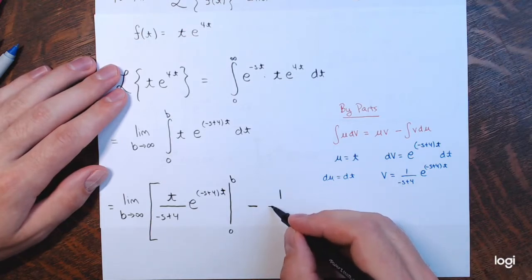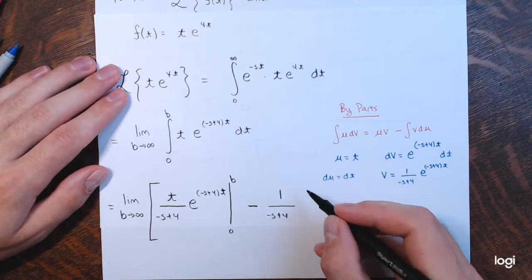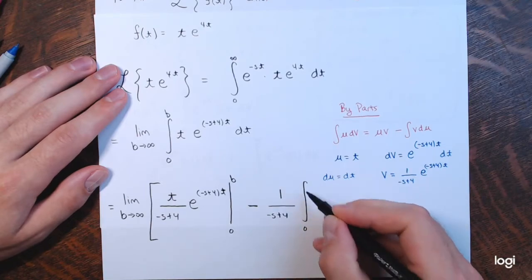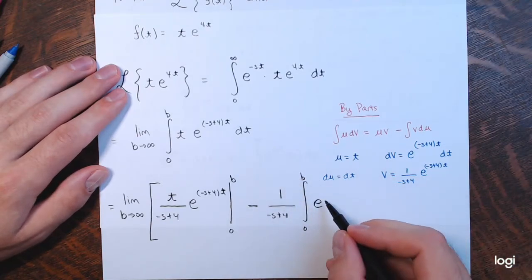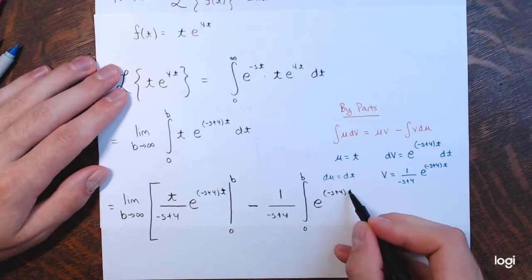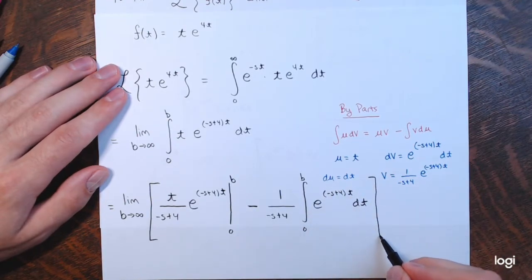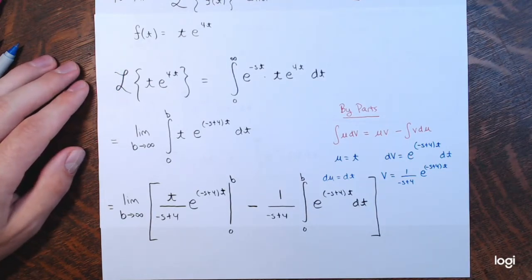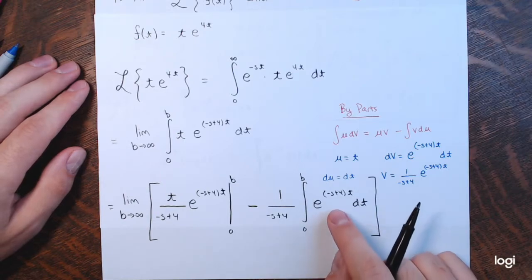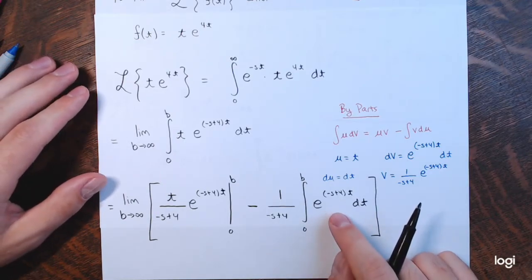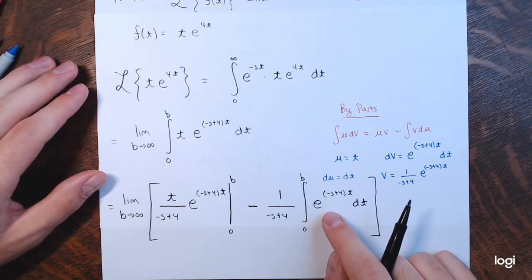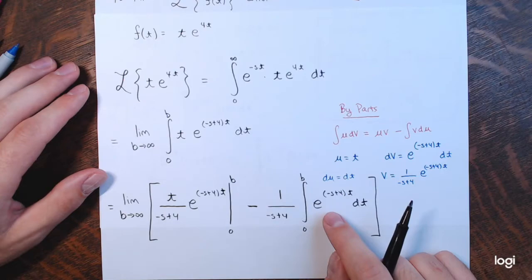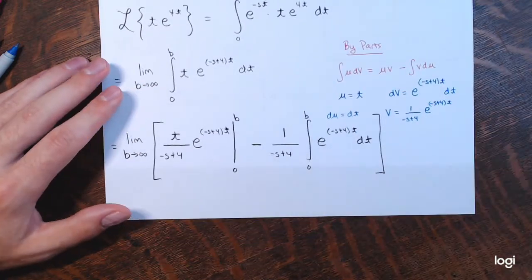I could pull the constant out, 1 over negative s plus 4, and then we're doing the integral from 0 to b of just e to the negative s plus 4t dt. All right, so all that in brackets there. Okay, so after I've done the integration by parts here, we have an integral that's pretty easy to take. So let's do that.